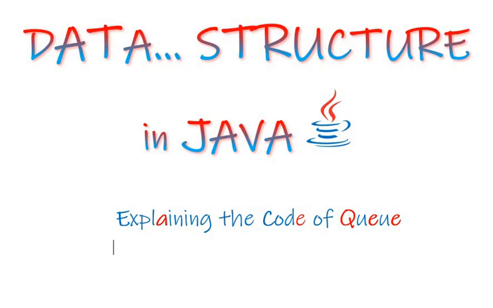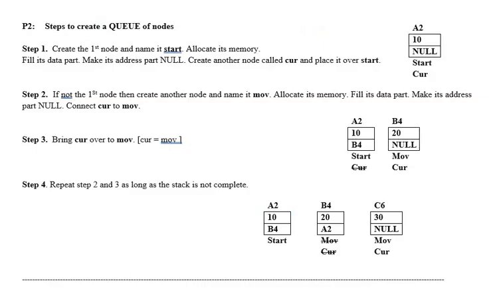Data structure in Java. Continued. Now explaining the code of queue. Now what policy does queue follow? The queue follows first in, first out. Now after the code of stack, we are going to see the code of queue.